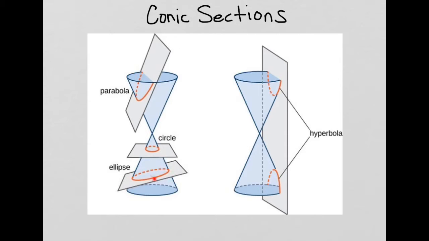And then when we tilt the cross section, we get an ellipse. We get a parabola. And then we can also get a hyperbola, which kind of looks like two parabolas facing the opposite direction. Today we're going to start with circles.